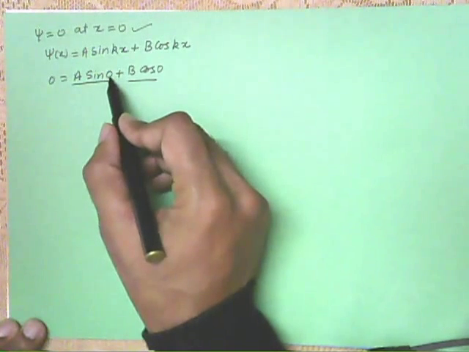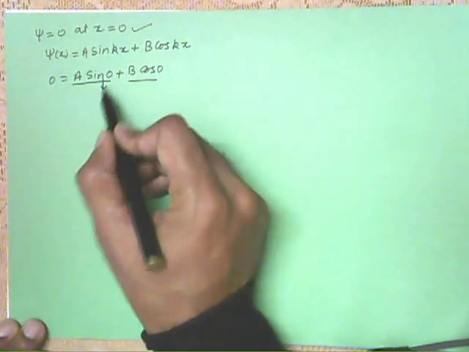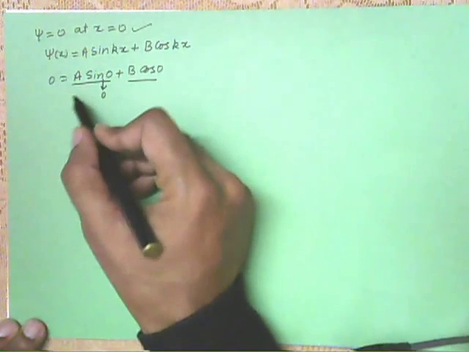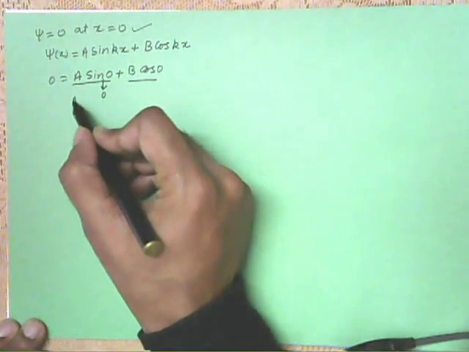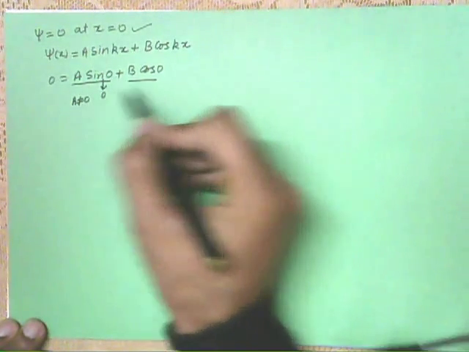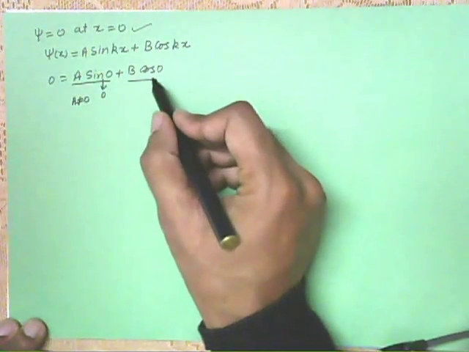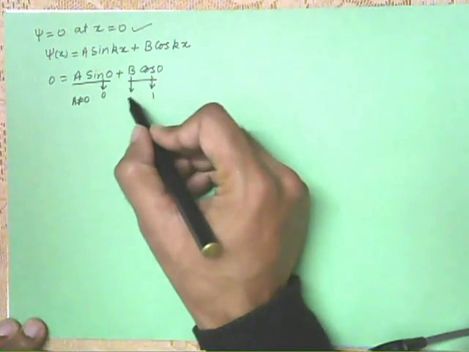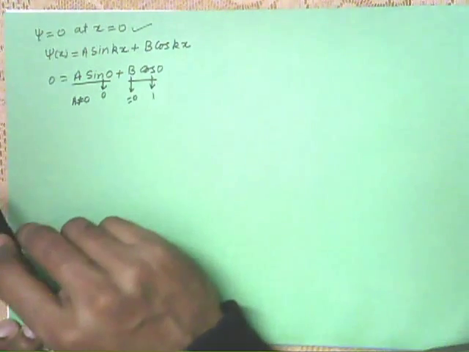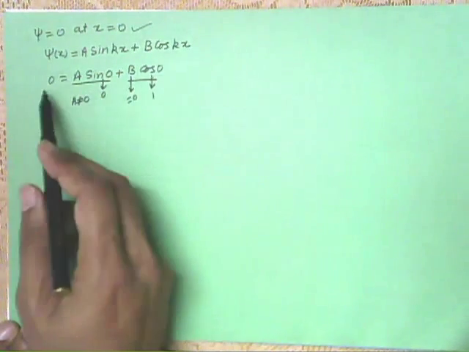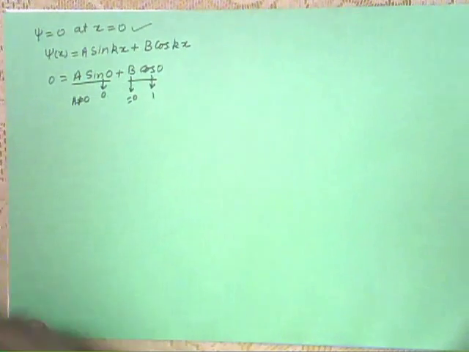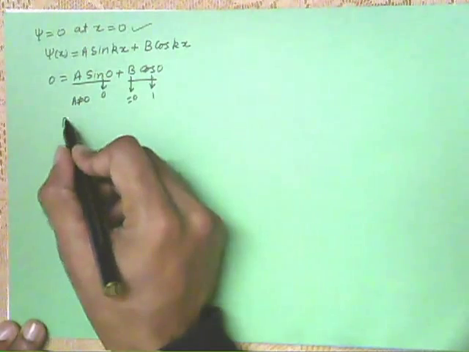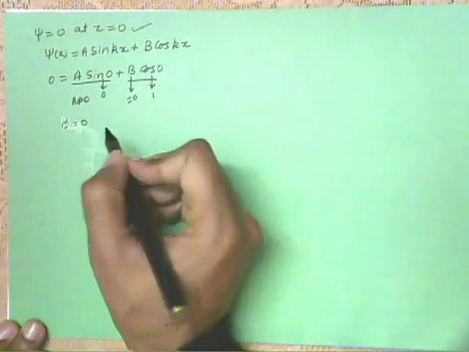Here sin 0 is equal to 0. It means this A could not be 0. Here cos 0 is equal to 1. It means B is equal to 0. So the sum of these two terms will be 0. So now we can conclude from here that B is equal to 0.